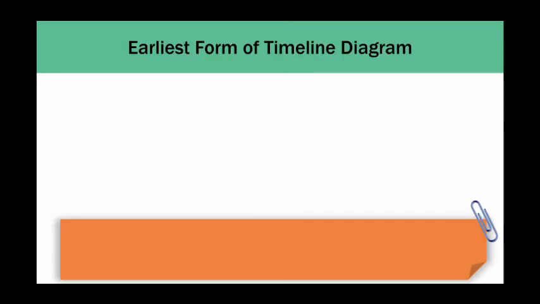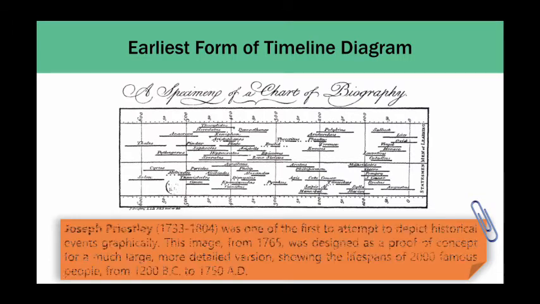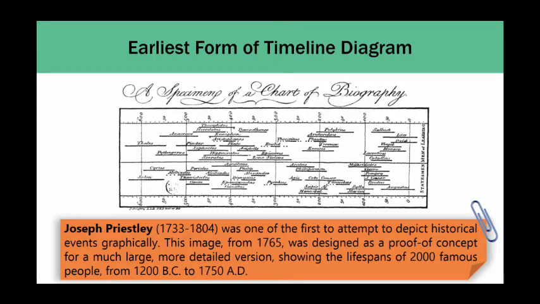Next is this timeline diagram. It is created by Joseph Priestley. It is the first attempt to depict historical events graphically. It shows the lifespan of 2,000 famous people from 1200 BC to 1750 AD. So it is the attempt to record a chronological order of events showing the lifespan of 2000 famous people. What differs in this is that it shows the events of a certain group of people.